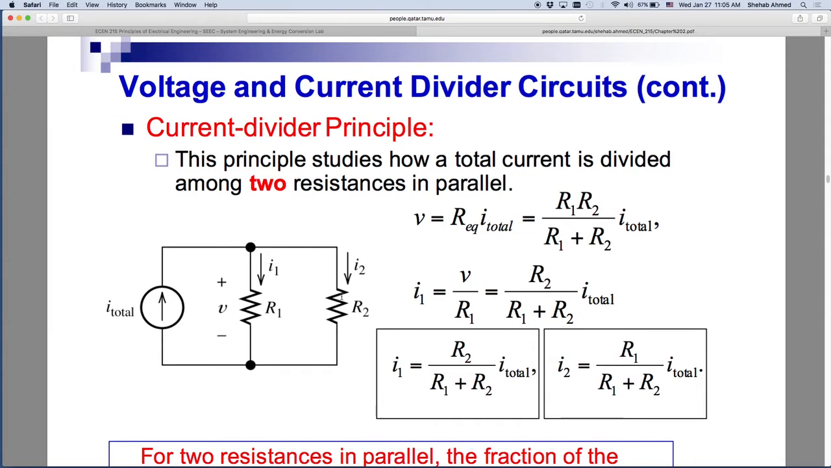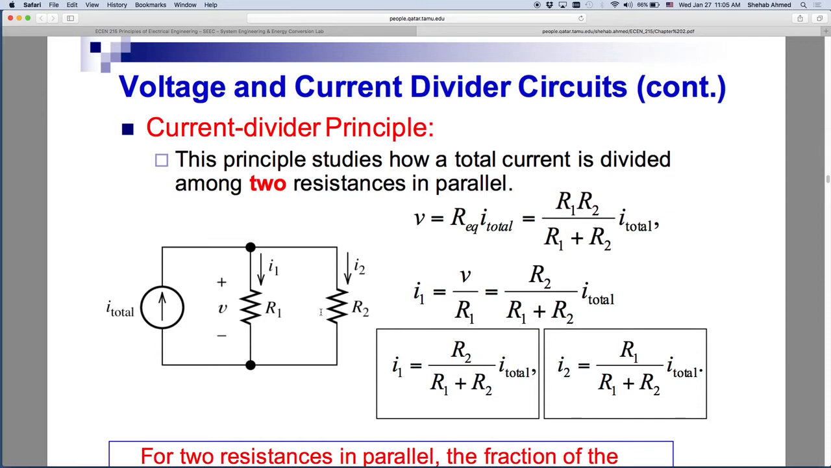So what the current divider rule tells us is, if I would like to know the current in branch 1, which is I1, I take the total current multiplied by the resistance in the other branch, because it highly depends, I just said, on the resistance of the other branch, right? And then divided by the total resistance, right? So I1 will equal I total multiplied by R2 divided by R1 plus R2, right?